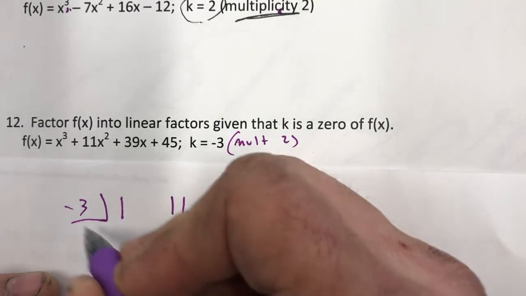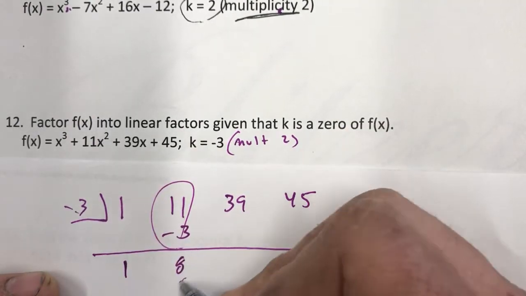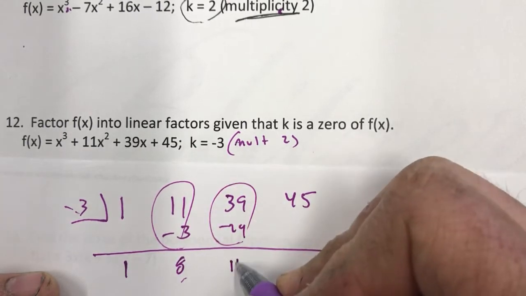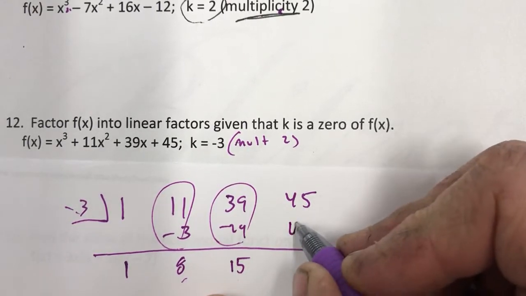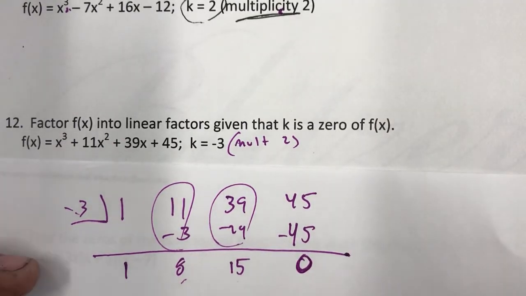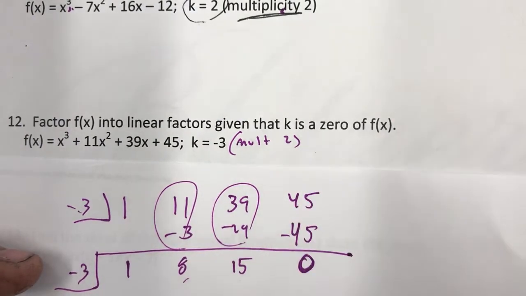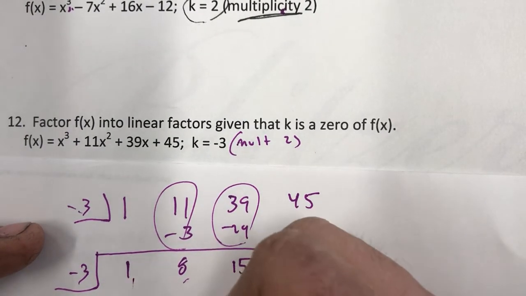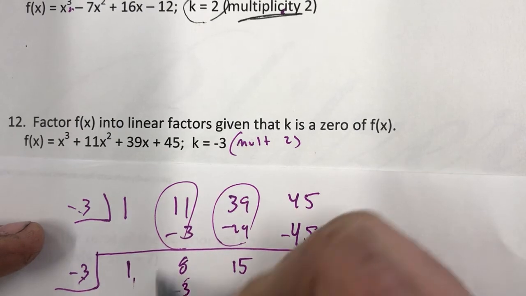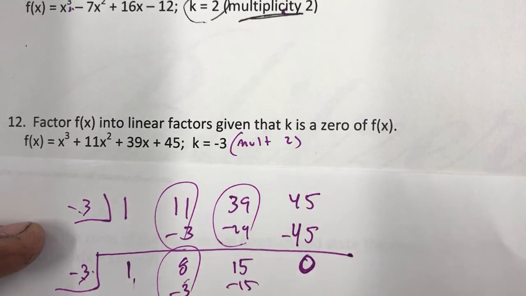Okay, 1 comes down, -3 times 1 is -3. I'll add those, 8. -3 times 8 is -24. Add these, 15. -3 times 15 is -45, and I do get a 0 here like I'm supposed to. Okay, I'm going to do this again because I believe this was supposed to be multiplicity 2. So this 1 comes down, -3 times 1 is -3. Add these, 5. -3 times 5 is -15. Add these, I do get a 0.